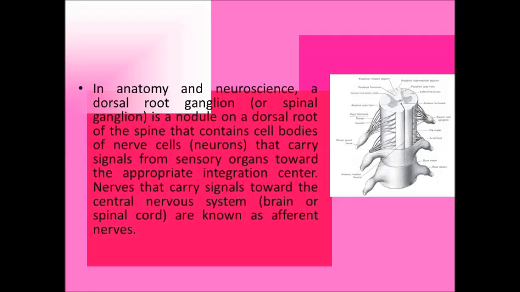In anatomy and neuroscience, a dorsal root ganglion, or spinal ganglion, is a nodule on a dorsal root of the spine that contains cell bodies of nerve cells called neurons that carry signals from sensory organs towards the appropriate integration center. Nerves that carry signals towards the central nervous system, brain, or spinal cord are known as afferent nerves.